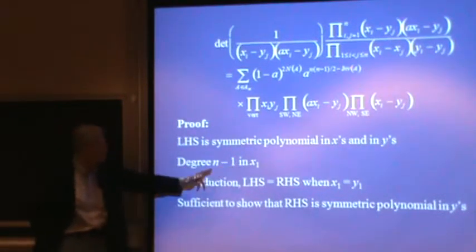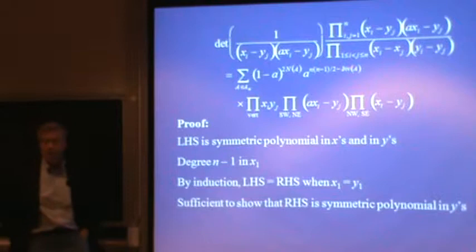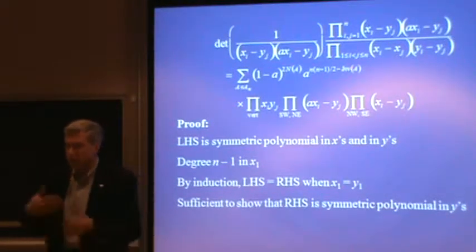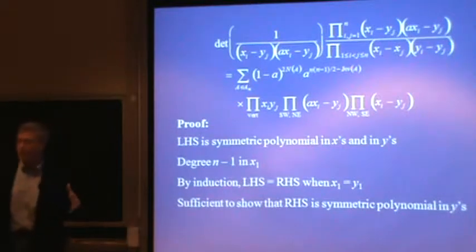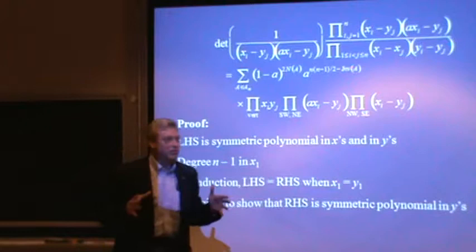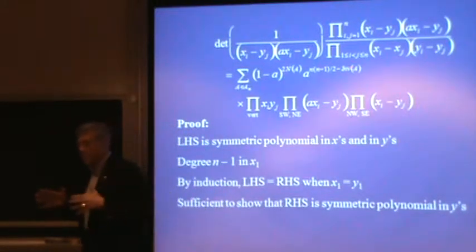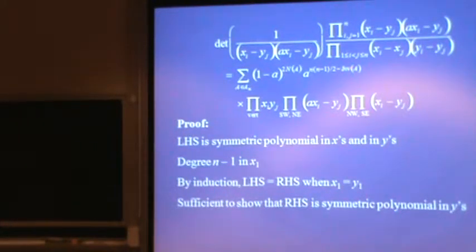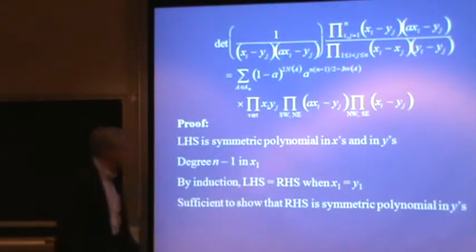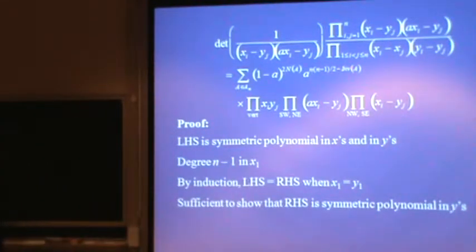You can do a simple counting and see that it's a polynomial of degree n minus 1 in x1. And as we'll see later on, once you're working with polynomials, life is wonderful. Because if you've got a polynomial of degree n minus 1 and you want to establish an identity for it, you only need to check its value at n points, and you've got it. By induction, the left-hand side and the right-hand side are equal when x1 is equal to y1.